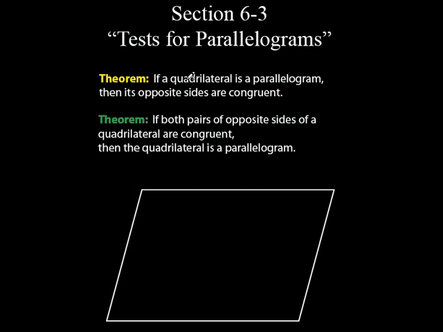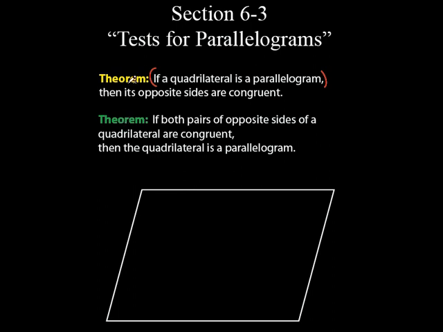It says, if a quadrilateral is a parallelogram. Now, that's a key right there. If a quadrilateral is a parallelogram. So what do we start off with? We start off knowing that, let's say, for instance, this right here, it's a parallelogram. So what must be true about it? In this theorem, it says then its opposite sides are congruent.